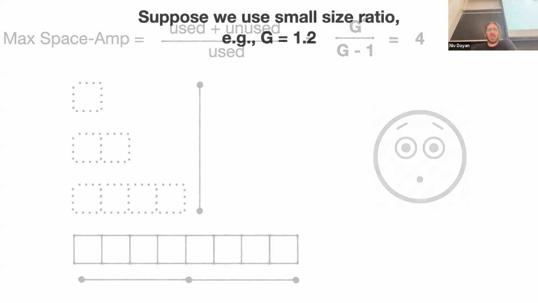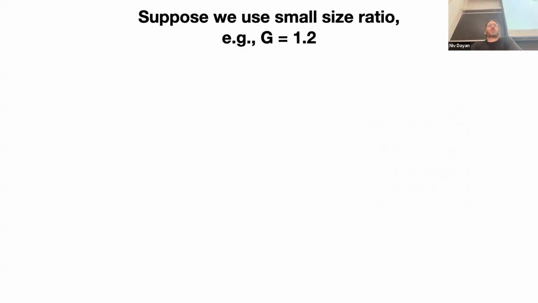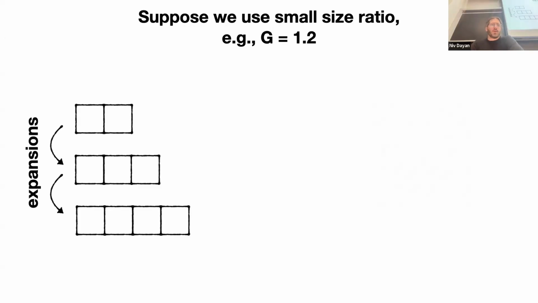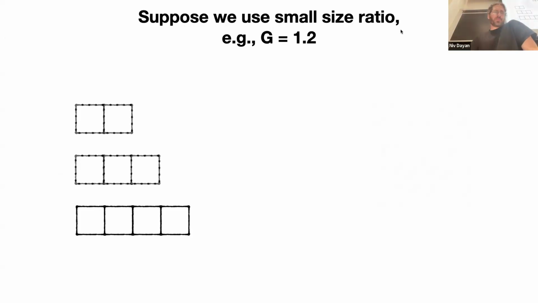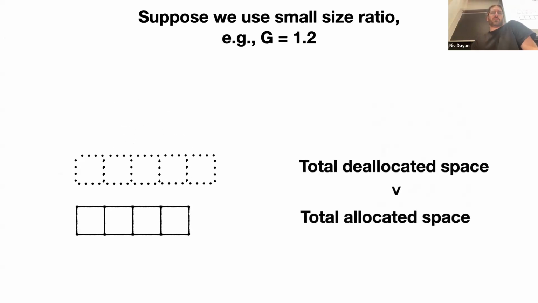Cool. Well, let's now suppose the converse. Suppose we are using a very small size ratio. Let's suppose we're growing it by 20% each time. Okay, so a bunch of expansions happen. These become the allocated space. So here we observe that if the size ratio is small enough, the size of the new array actually does end up fitting in the amount of the allocated space.